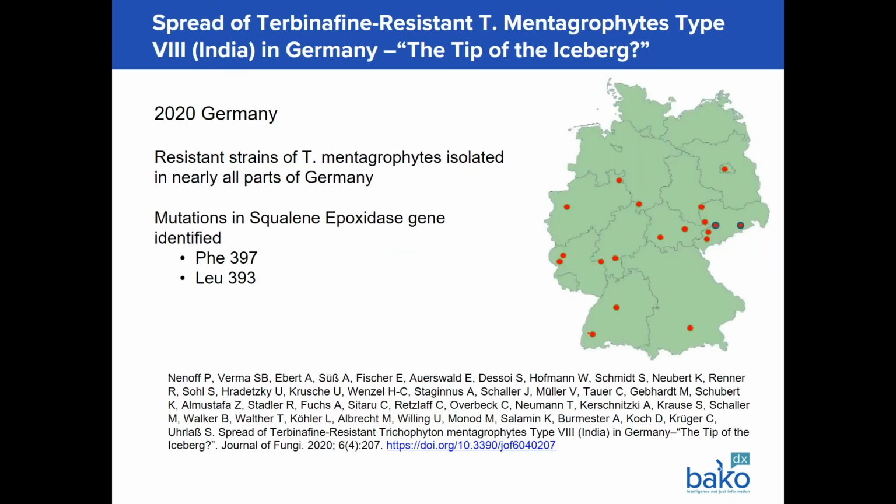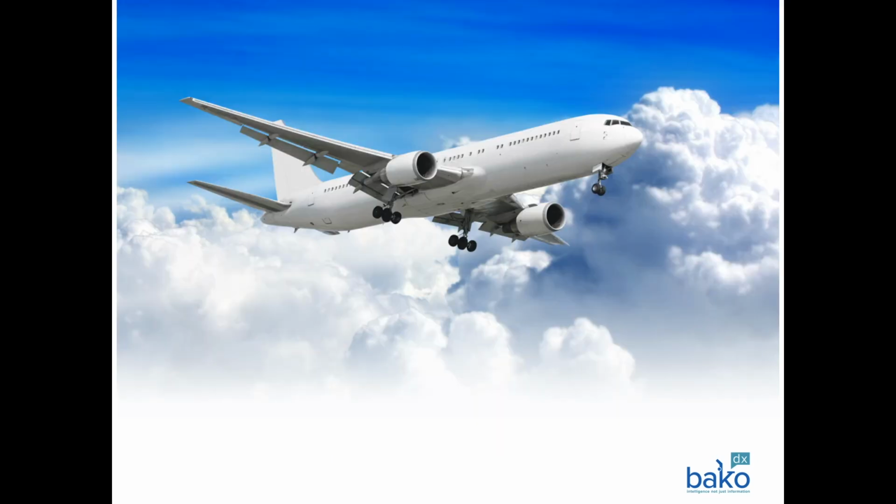So if we zoom in on Germany, we can see that they published data in 2020. And they look specifically at the T. mentagrophytes type 8 that we saw in India. And what they found was that it was getting spread in different parts of Germany. And they also were able to identify the similar squalene epoxidase mutations. And you can see that it's not isolated to any one area in Germany, it's kind of spread all over the country.